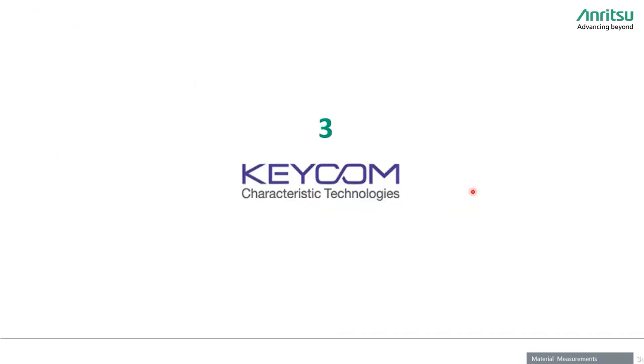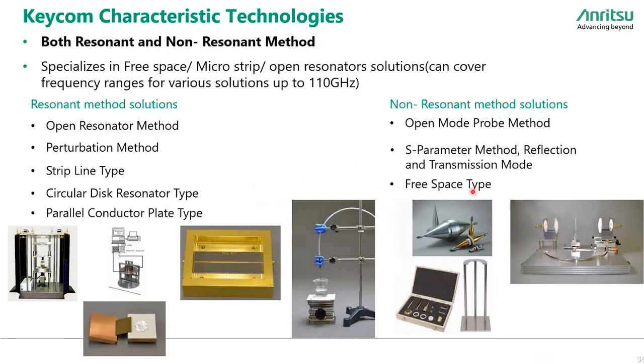The third partner we have is Keycom. Keycom is basically a Japanese company. They have solutions in both resonant and non-resonant methods. They are specialized in free space, microstrip, open resonators, and they can cover a frequency range up to 110 gigahertz. When I say resonance method, they have open resonator, they have stripline type, they have circular disc resonator, they have parallel conductor plates type. So in the resonance method, they have a variety of portfolio themselves.